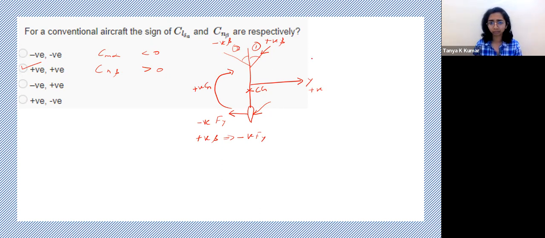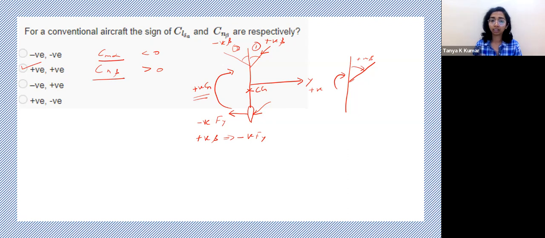If it did not do this, so suppose your aircraft is here, it encounters a positive beta. Now, because our aircraft is stable, it generates a restoring moment and this beta becomes zero. This positive beta is negated, it becomes zero. If this positive or restoring Cn moment was not there, then your aircraft would not be laterally stable. So just like the condition for longitudinal stability, Cm alpha should be less than 0, the condition for lateral stability is Cn beta should be greater than 0.